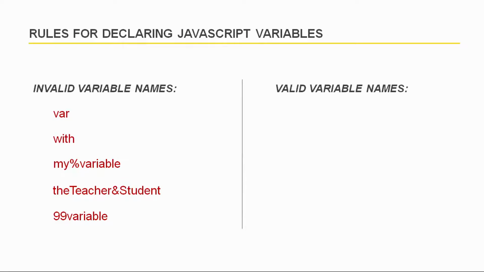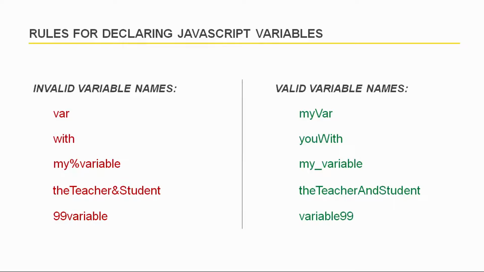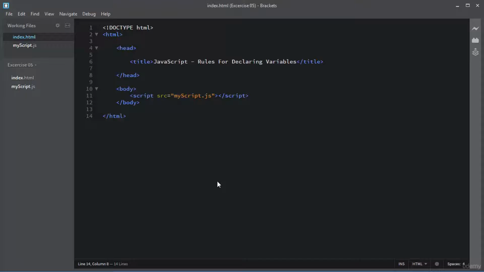Now have a look at valid variable names. You can give a variable name like myVar, or use the word with. You can use underscore for the variables. This teacher and student variable is valid, and you can add numbers to the variables but not at the beginning. Let me show you by doing some examples.